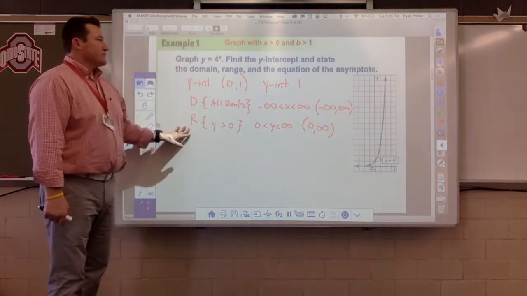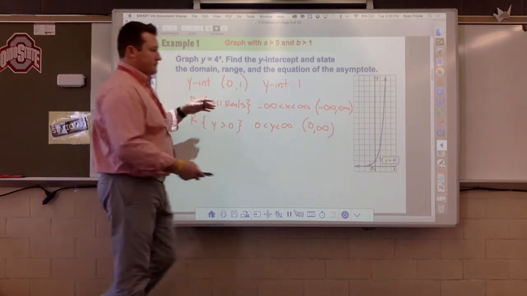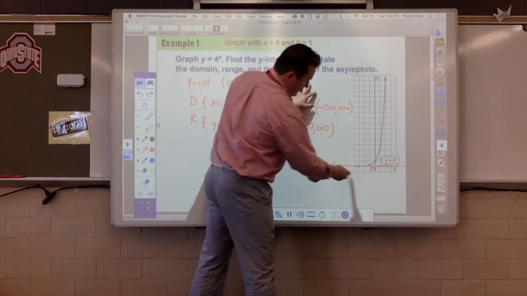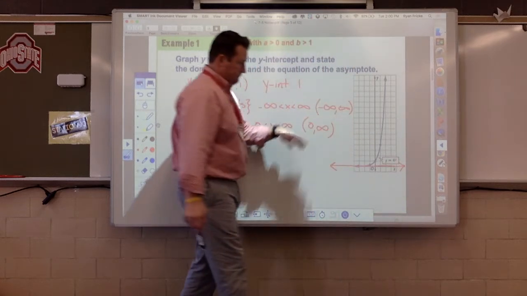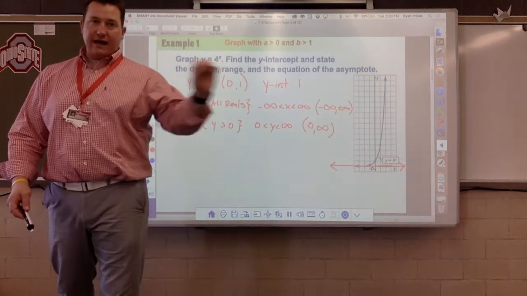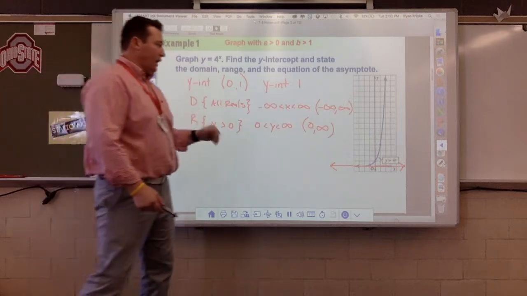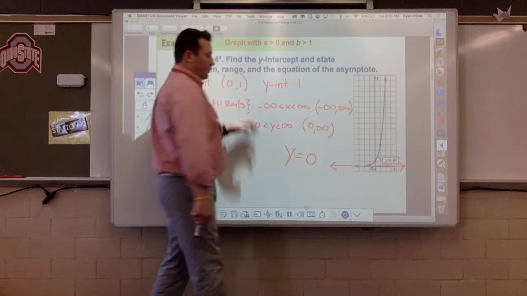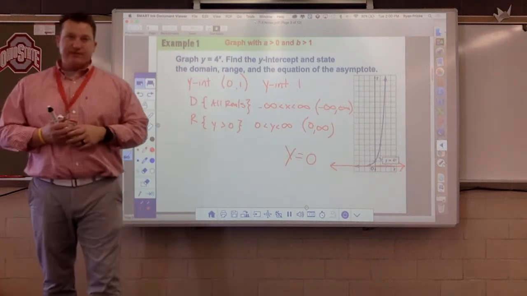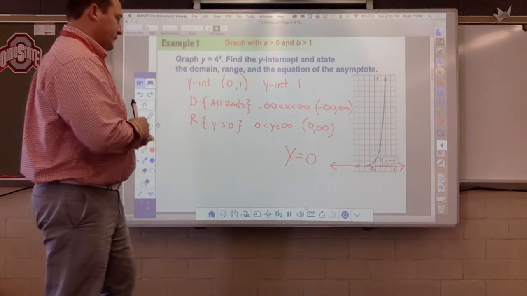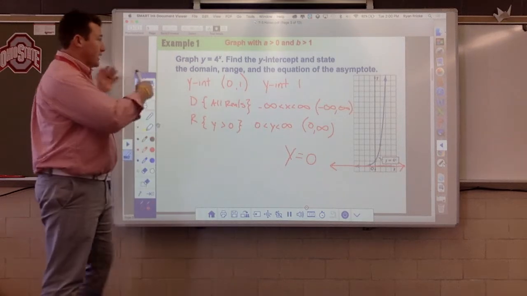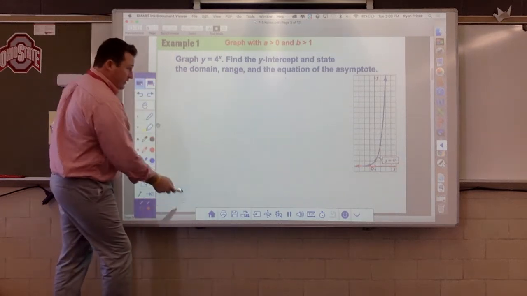The equation of the asymptote. Well, guys, this is the asymptote right here. It is a horizontal line that goes through 0 on the y-axis. How do we name that? With the equation y equals 0 is how we name that. Okay, good to go. Guys, we're going to keep doing this with a whole bunch of other examples.